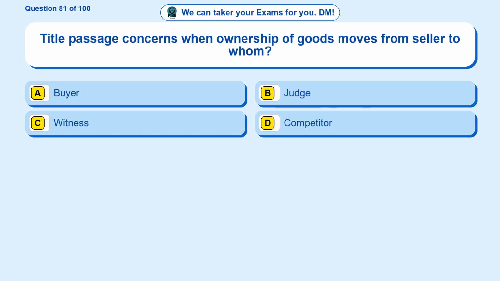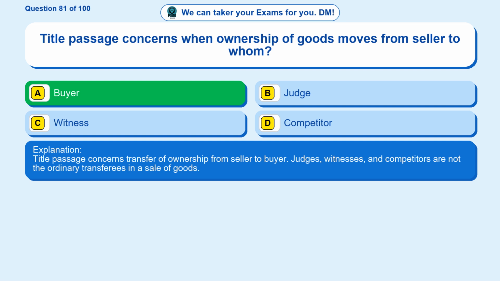Question 81. Title passage concerns when ownership of goods moves from seller to whom? Option A, buyer. Option B, judge. Option C, witness. Option D, competitor. The correct answer is option A, buyer. Title passage concerns transfer of ownership from seller to buyer. Judges, witnesses, and competitors are not the ordinary transferees in a sale of goods.